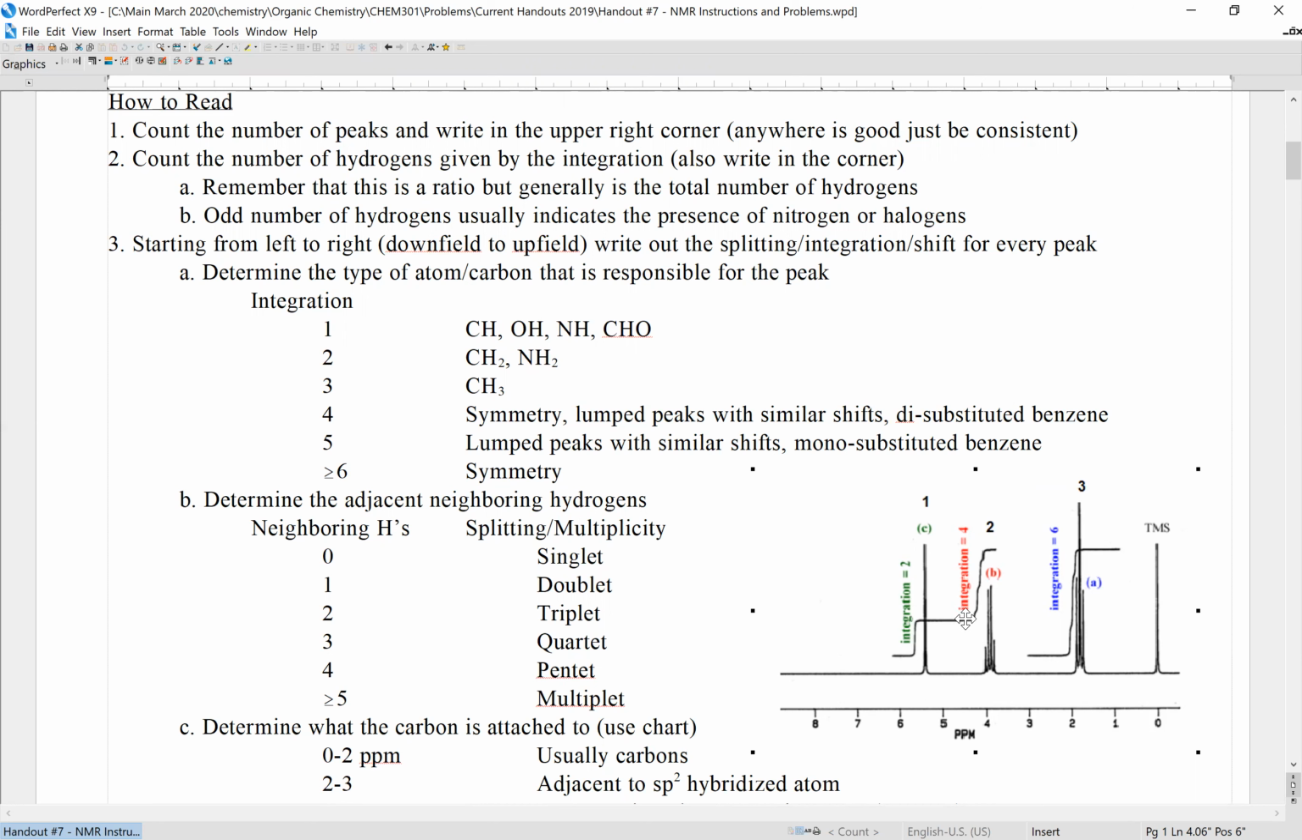And it won't always draw these integration lines for you. What we used to do is actually literally take a ruler and we'd measure those, and then we would divide them by the smallest. All right, that is it for integration. It's probably the simplest of the concepts for proton NMR.